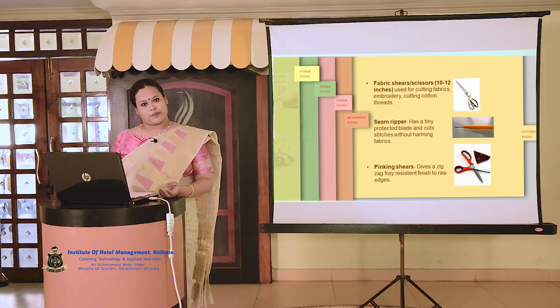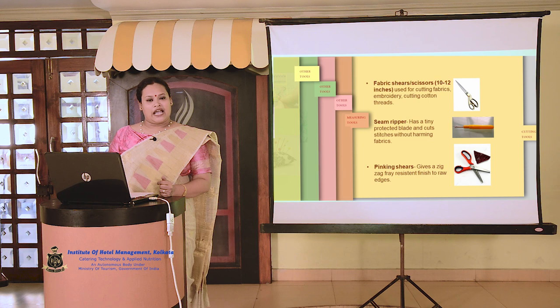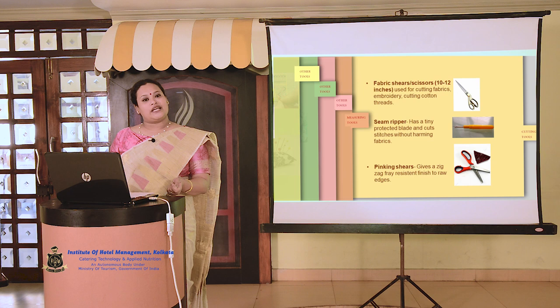The next cutting tool that we have is called a seam ripper. Now if you see the picture, you might have seen this in your mother's stitching box as well. This is used for cutting the already made stitches without damaging the fabric. It has a half U on top. The longer side of the U has a blade attached to it, which helps us cut the stitches.